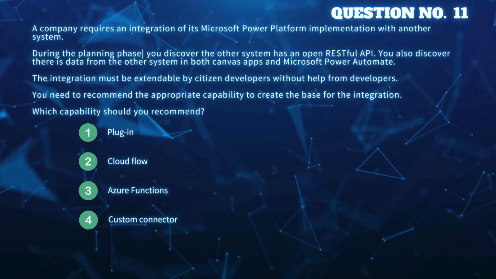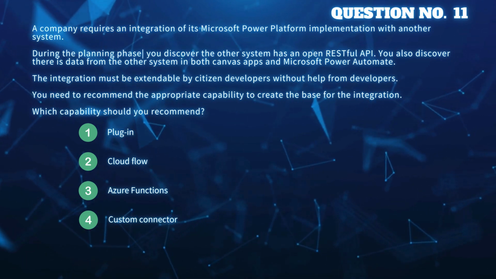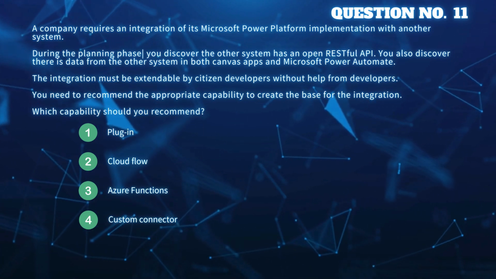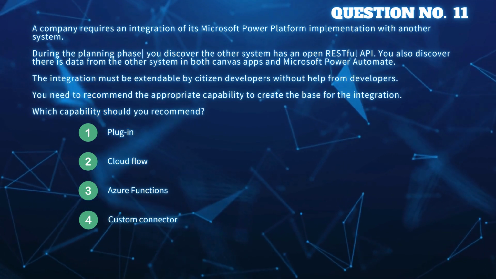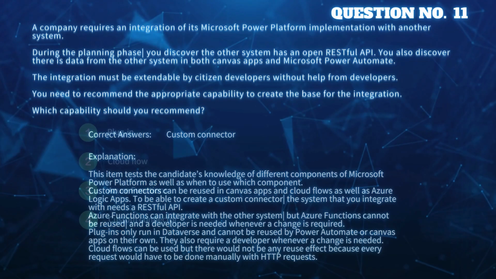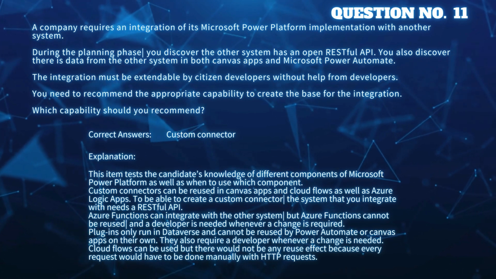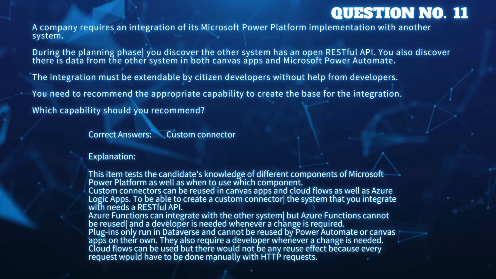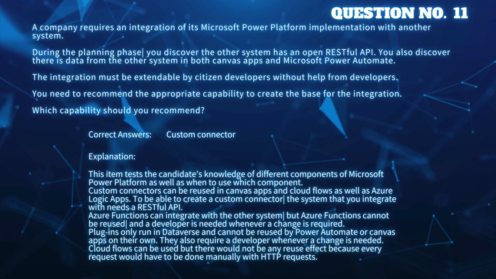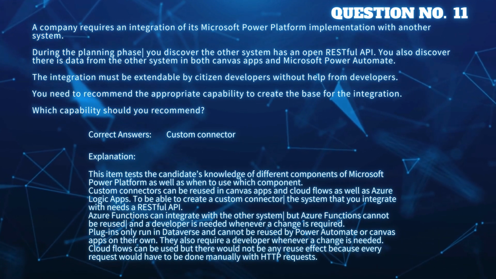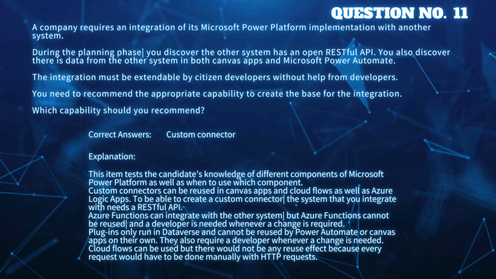Option 1, Plugin. Option 2, Cloudflow. Option 3, Azure Functions. Option 4, Custom Connector. Correct answers: Custom Connector. Explanation: this item tests the candidate's knowledge of different components of Microsoft Power Platform as well as when to use which component.